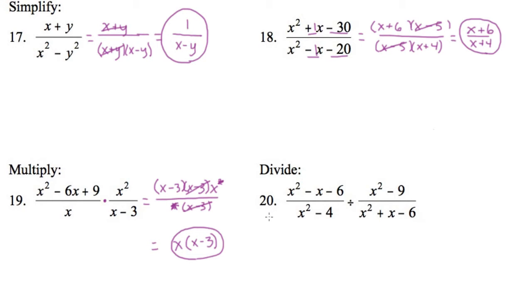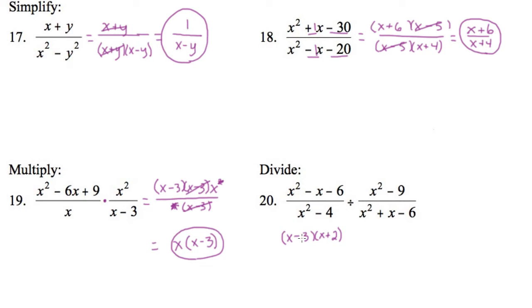Dividing. To divide fractions, you multiply by the reciprocal. So we're going to take this fraction and multiply it by the reciprocal of this fraction. So we'll just flip it upside down. But again, I don't want to multiply all this stuff out if I'm just going to have to factor it anyway. So I'm going to start by factoring, and then I'll try to multiply. So this first one here, I'm going to unfoil. I get x minus 3 times x plus 2.